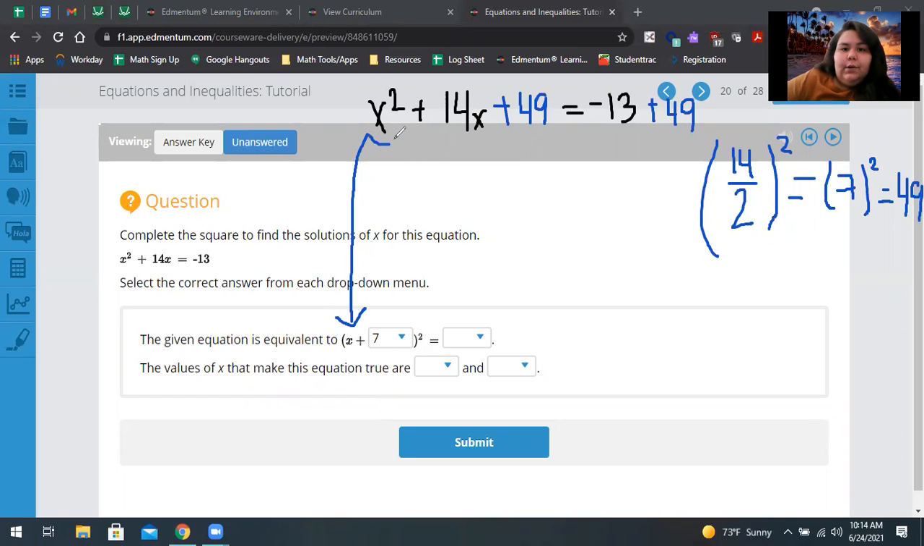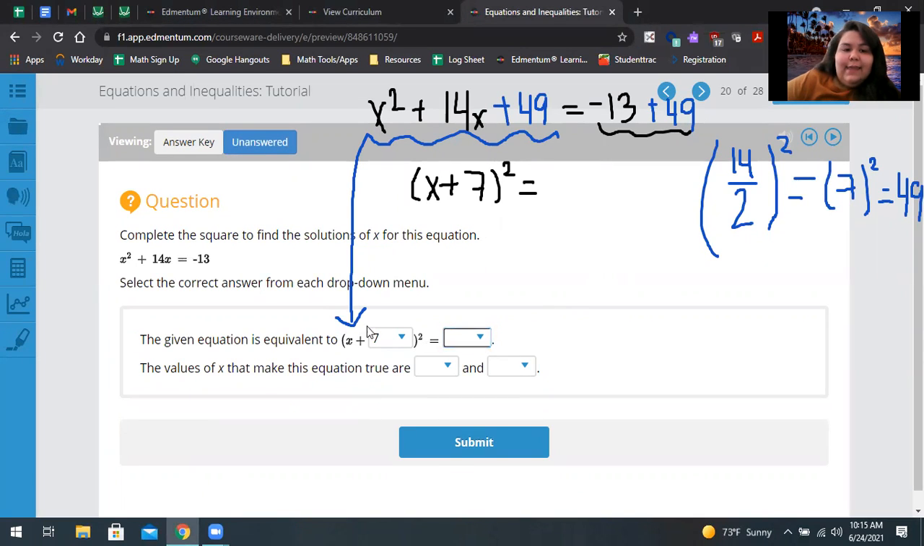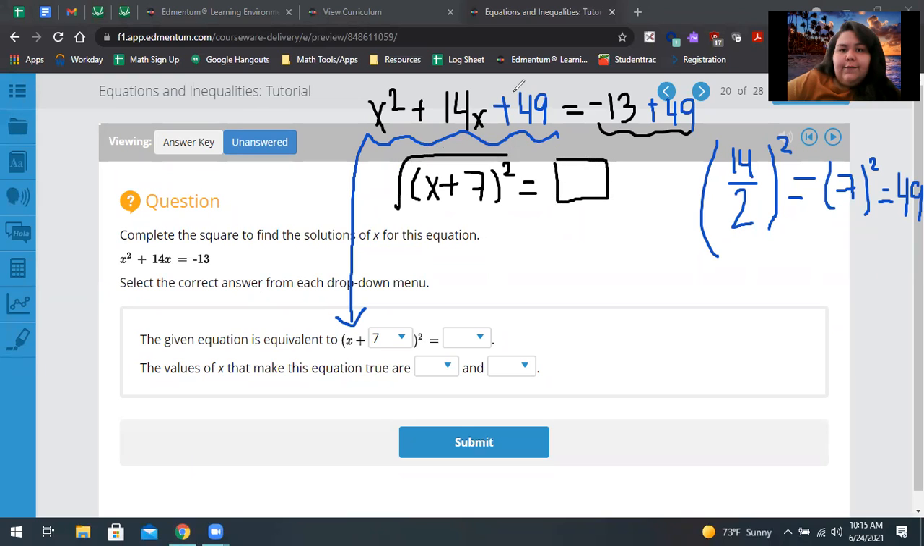So x squared plus 14x plus 49 is x plus 7 in parentheses squared, equal to, now you need to simplify this for me here. Negative 13 plus 49, go ahead and enter that value down below. Then it says the value of x that makes this equation true is blank and blank. So whatever value you get right here, you are going to take the square root of both sides after. This is very similar to what we did in the examples over there.